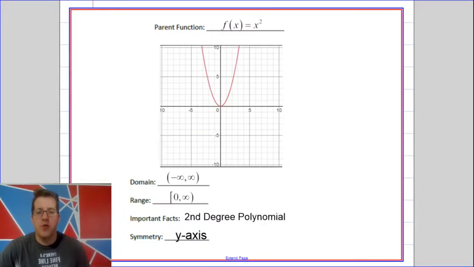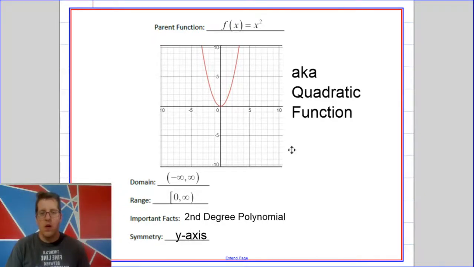Our next function is the quadratic function. The quadratic function is found by squaring the input. This is why all of the y values are either 0 or positive, because you can't square something and get a negative number, at least not when you're talking about real numbers.